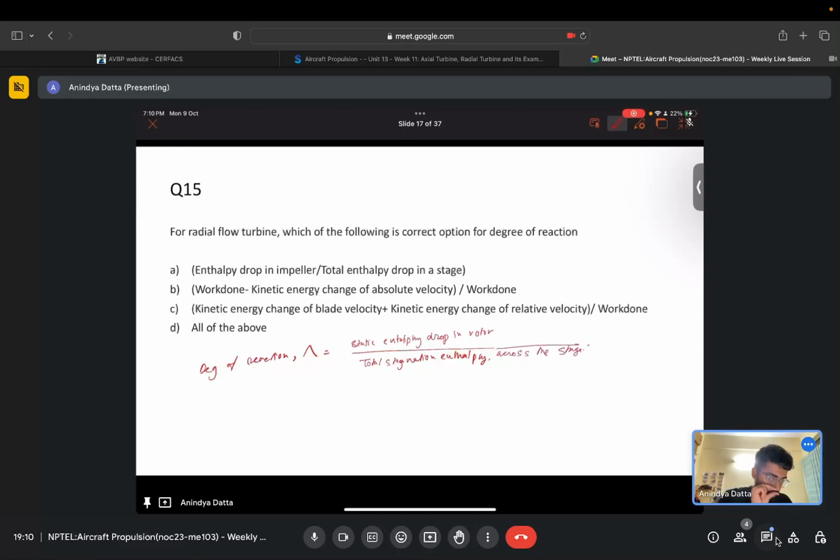Okay, so static enthalpy drop across the rotor. In the case of the radial flow turbine, the rotor is our impeller, right? So option A is correct. Now if you draw the velocity triangles and do some analysis, this is basically T2 minus T3, and this is T01 minus T03, right?